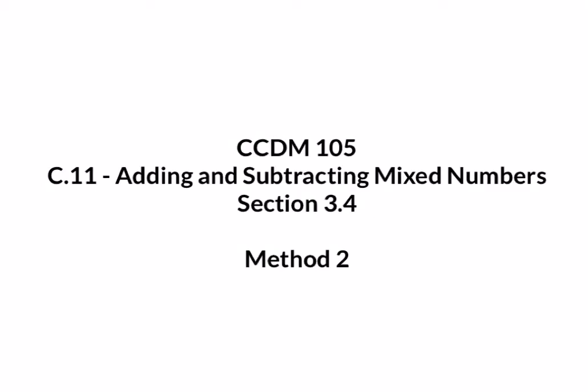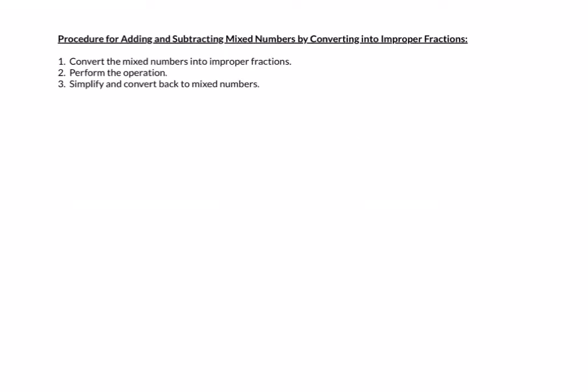Okay, in the last section we talked about adding and subtracting mixed numbers in mixed numbers form. We're going to look at another way to do this, and this is going to be by converting to improper fractions. So in order to do this, we're going to go ahead and convert the mixed numbers into improper fractions. We want to perform the operation, and then we're going to simplify and convert back to mixed numbers.